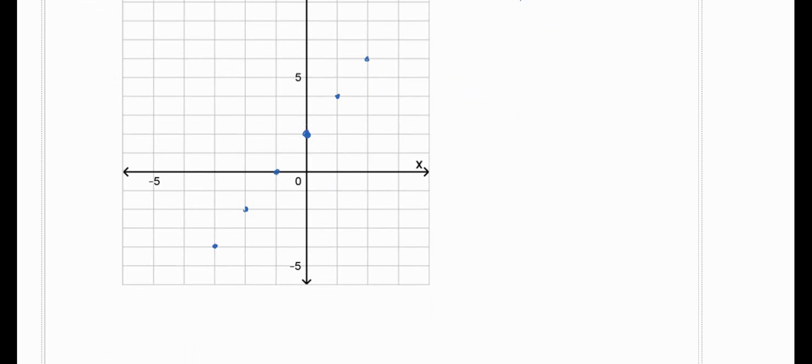It's hard for me to draw straight lines. I'm going to try. Oop. My best. How's that look?